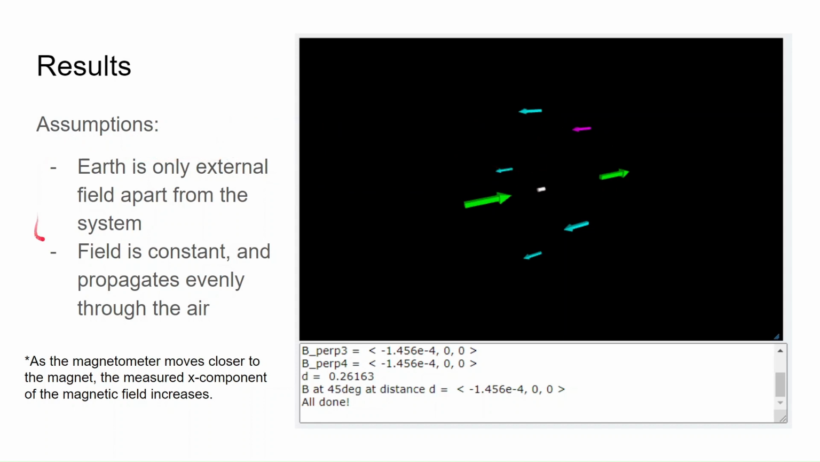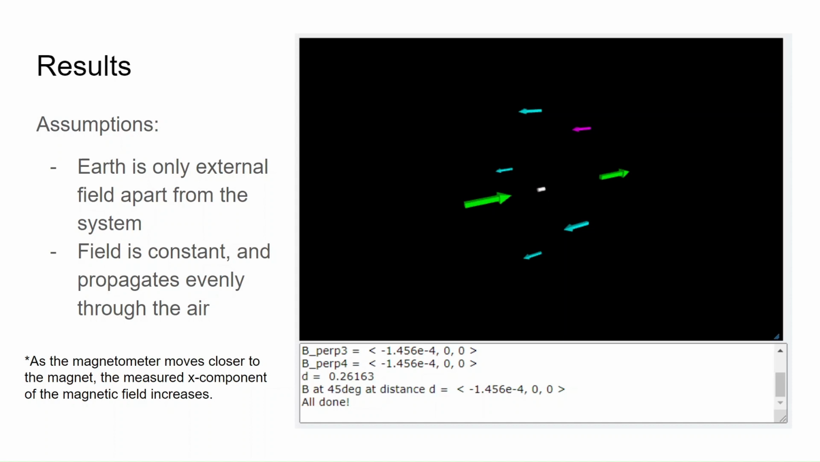Some assumptions we made in this model are that Earth is the only external field apart from the system. When measuring, there could be wires in the tables, all that stuff that can cause induced magnetic fields to affect our results. However, we did our best to mitigate those by doing all of our work on the ground. Also, that the field is constant and propagates evenly through air. There's a whole bunch of stuff in air that gets in the way, and we just assume that none of that's real.